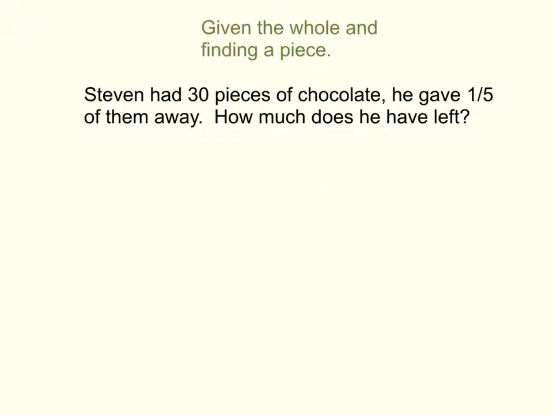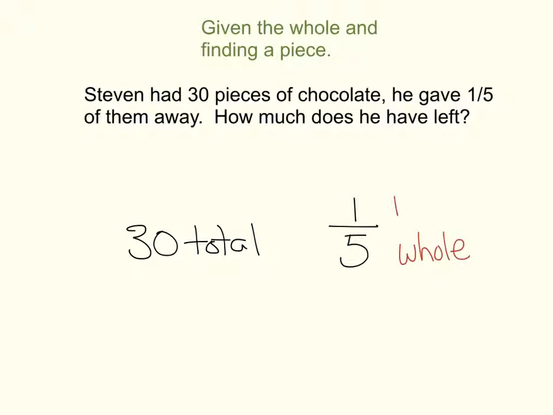In this case, we were given the whole set and we are trying to find a piece of what he has left. He gave away a portion of the entire set of chocolate he had. So, we know that 30 is our total, and we have 1/5 as the fraction. Remember that the denominator is the total, or the whole set, and the 1 on the numerator is the piece, what we're trying to discover.